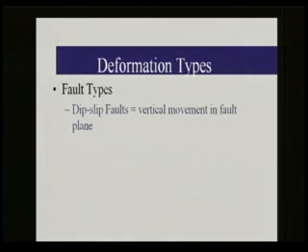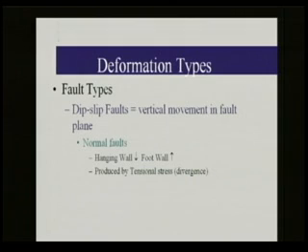First, let's talk about dip-slip faults. These are faults in which vertical movement has occurred. We have normal faults and we have reverse faults. Let's look at the normal fault first. In a normal fault, the hanging wall moves down and the footwall moves up. Again, this is relative movement. One may have moved, both may have moved.